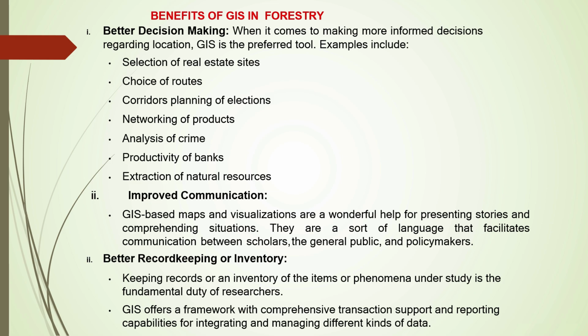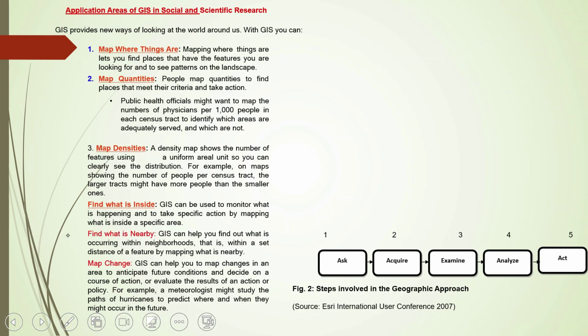So GIS can be used to keep records of forestry, and also when we are doing forest inventory. So we see GIS can help us to know where things are, map quantities, map densities, find what is inside, find what is nearby, and find what is changing.